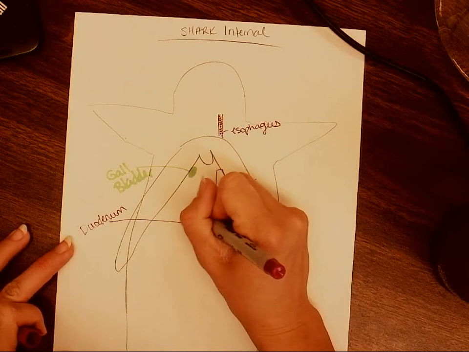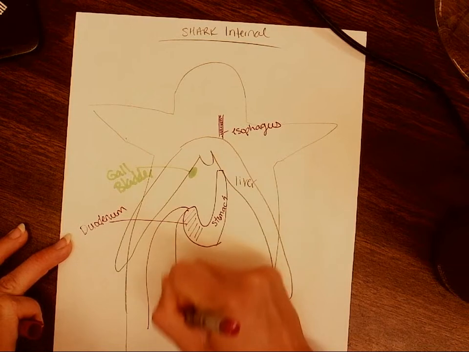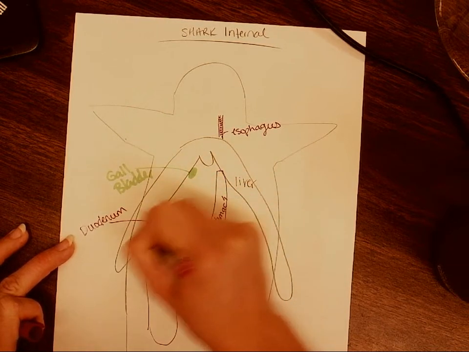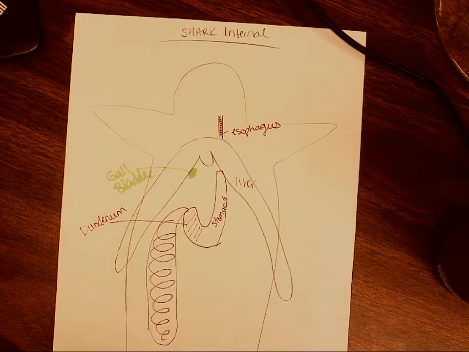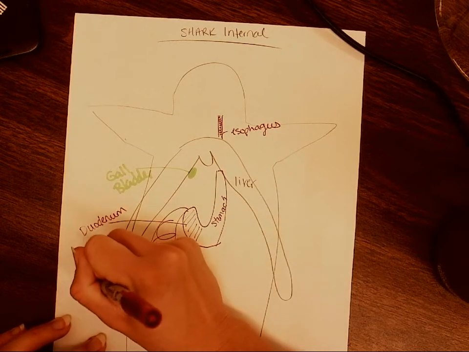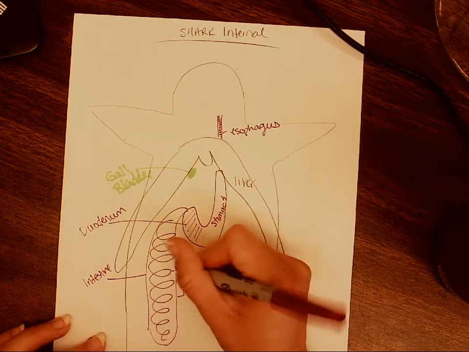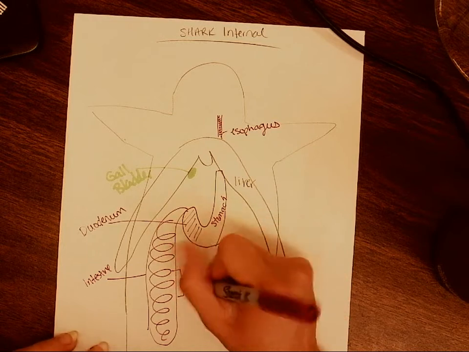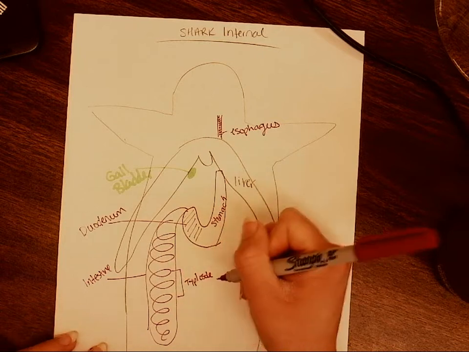From here, we see that food is going to be passed into a spiral intestine, and these spirals are going to increase the surface area and help with absorption of nutrients, and this is our typhlosole. So we're going to go ahead and just label the intestine as it is. And then specifically the spiral section inside is our typhlosole, to increase surface area.